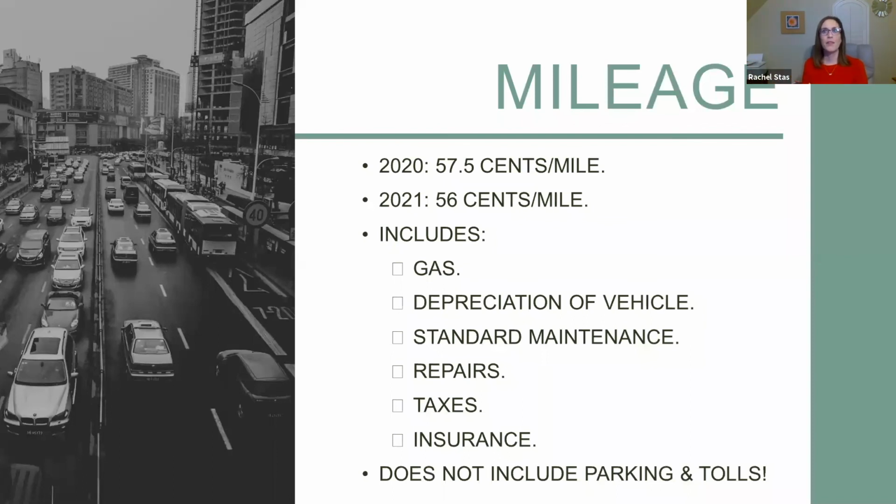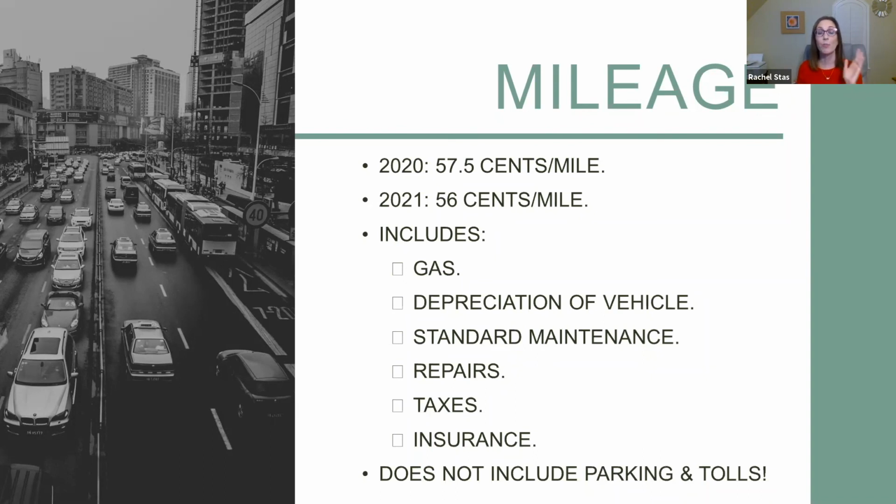Mileage is my favorite one for my artists. There is a lot of expense to be had here, so that's excellent. The rate changes every year, which is not excellent. As you can see there, it's going down a little bit, but for every business mile that you drive, you get 57.5 cents per mile. That includes the gas, the depreciation of the vehicle, standard maintenance, repairs, taxes, insurance. It includes all of that. So you don't need to keep track of all of your gas receipts. You just need to keep track of the mileage that you drove, and we're going to talk about that in the next slide.